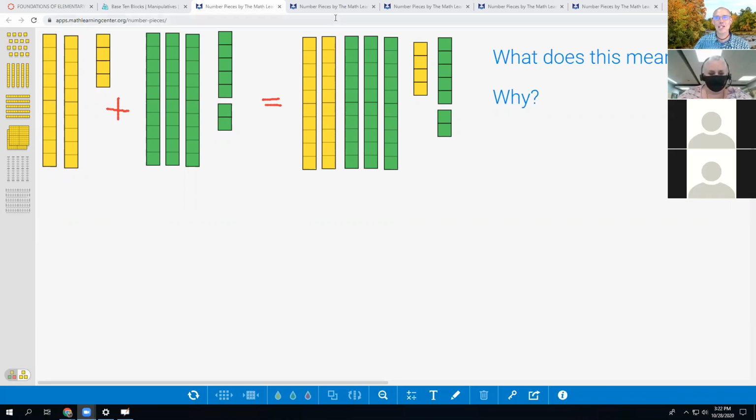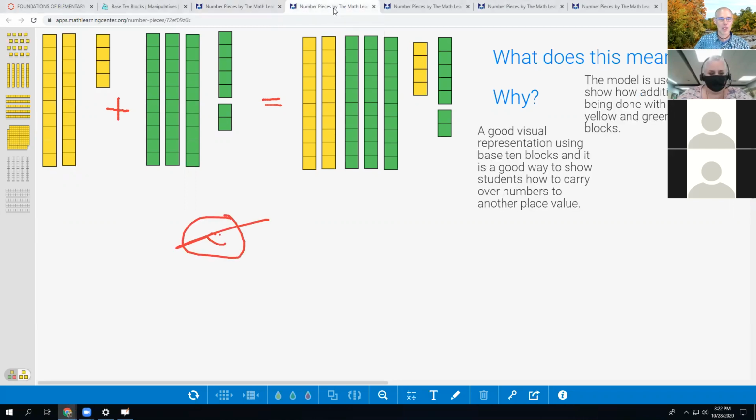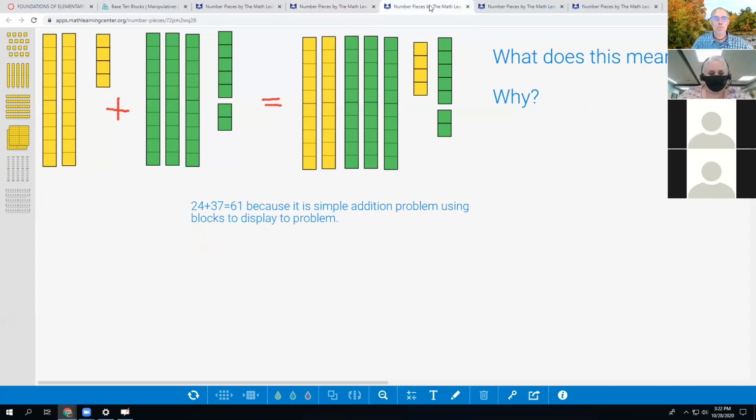All right, so what does this mean? So y'all broke out into groups and talked about it, so let's see. It means we're not happy. Is that what this is right here, or are we just messing around? Okay, so the model is used to show how addition is being done with the yellow and green blocks. It's a good visual representation using base 10 blocks, and it's a good way to show students how to carry over numbers to other place value. Ooh, man, carrying place value stuff. That is wicked cool. Okay, see what else we got.